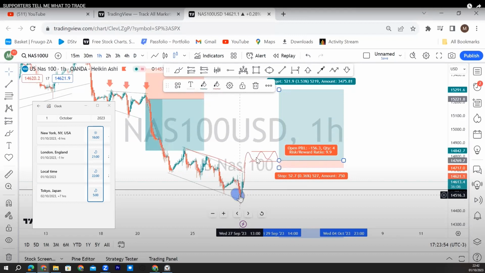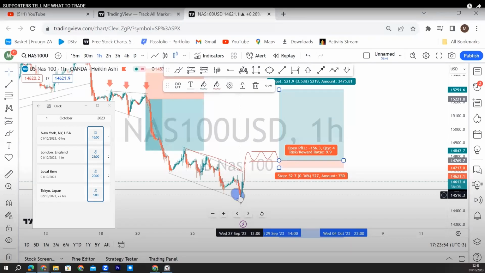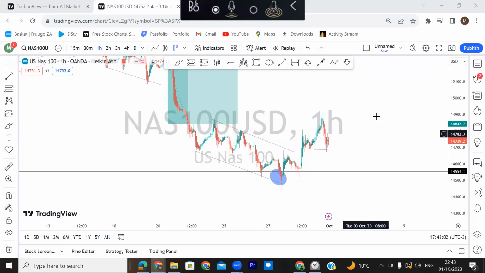And then we wanted the price to give us this nice structure right here that we have, which is a continuation correction to the upside. So that's what we wanted to see right before I execute. And yeah, I think we got just what we wanted. So let me go back to the first screen.